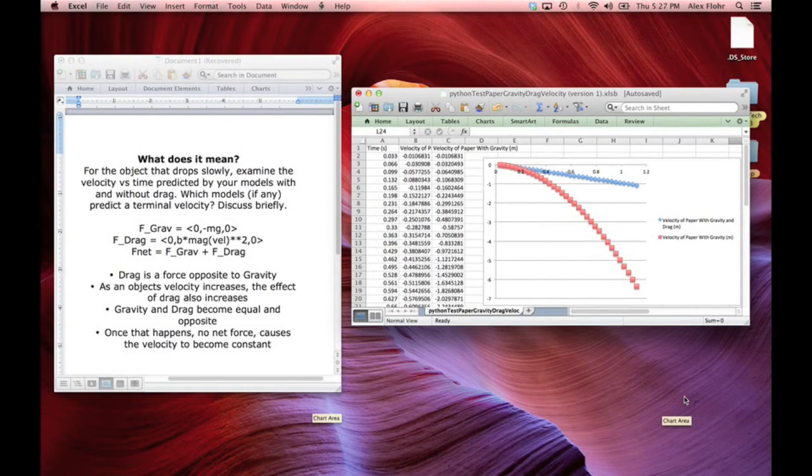So we want to know what this means, if we have an object and we look at the velocity. These are the graphs of the object's velocity with the effects of gravity and with the effects of gravity and drag. We see that a terminal velocity is reached a lot quicker when using the effects of gravity and drag. This is because drag is a force opposite to gravity. We know that as an object's velocity increases, the effects of drag also increase, and gravity and drag become equal and opposite. Once this happens at fast enough velocities, there's no net force, causing the velocity to become constant, and this is effectively the terminal velocity.